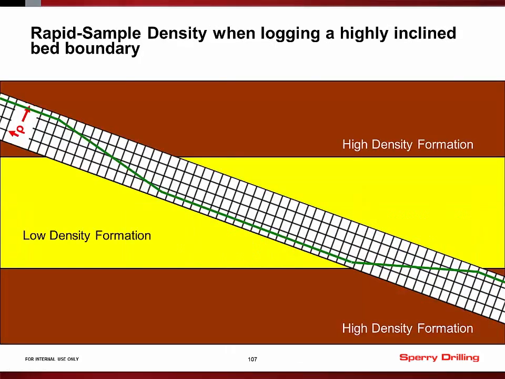So let's look at how that appears on a log. Here's our original log where we're crossing two boundaries, and we'll put the rapid sample data on top of that as well.